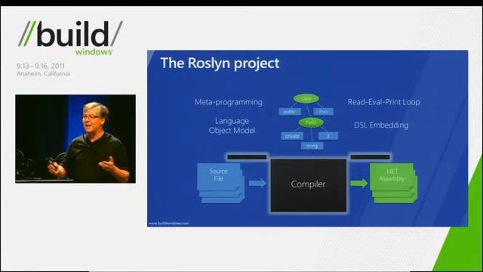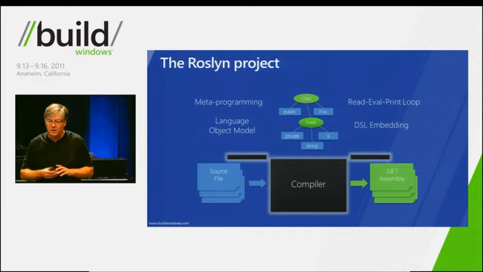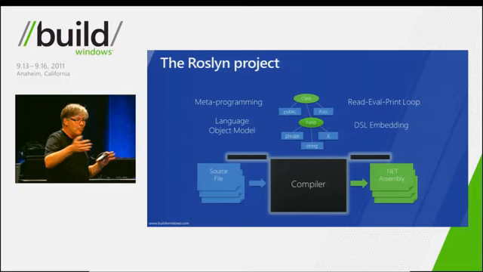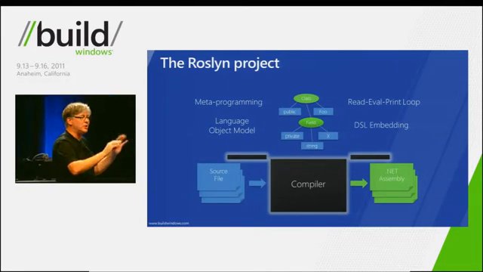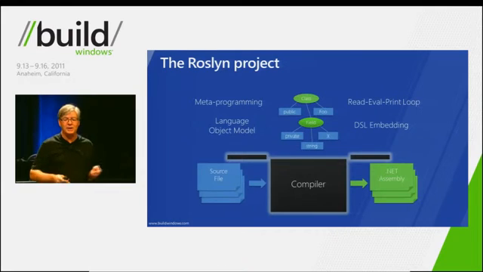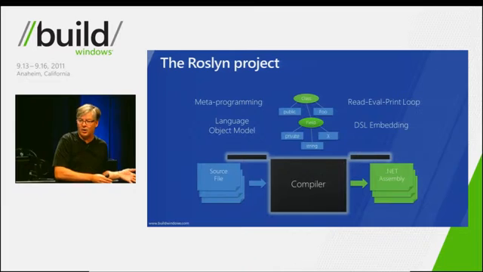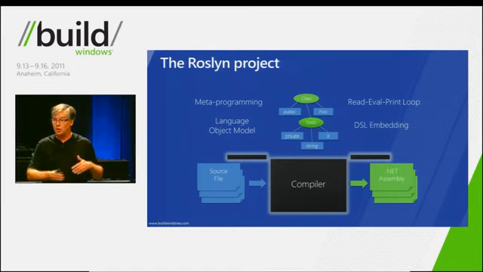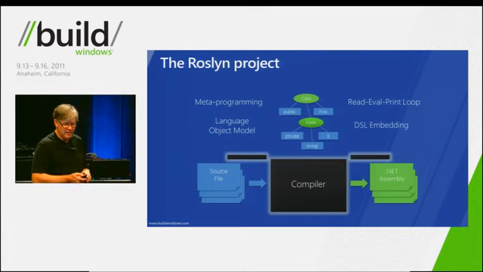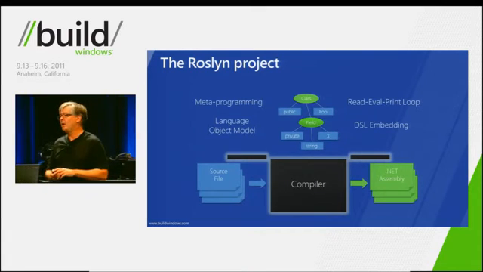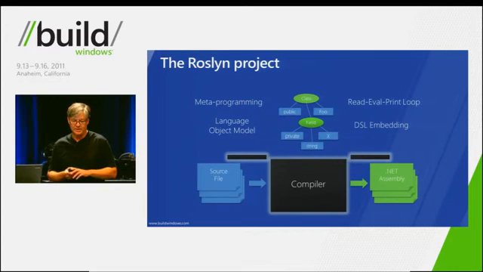So you can do things like metaprogramming, REPL loops, interactive use of the compiler, DSL embedding, little snippets of C# and VB code in your domain-specific language and have it be compiled whenever you need it to compile, or, of course, having a full fidelity object model for the language that allows you to write your own refactorings in a very simple manner. So this project's been going now for a couple of years, and we've made a lot of progress, I'm happy to say.